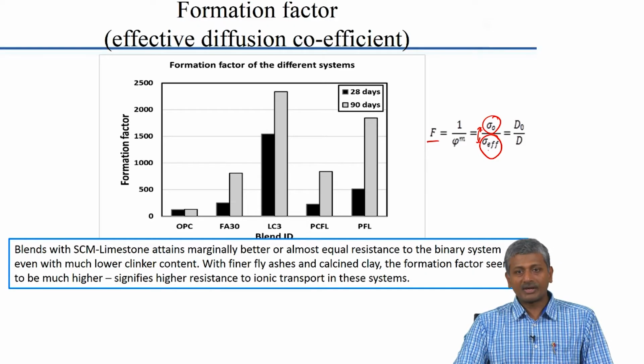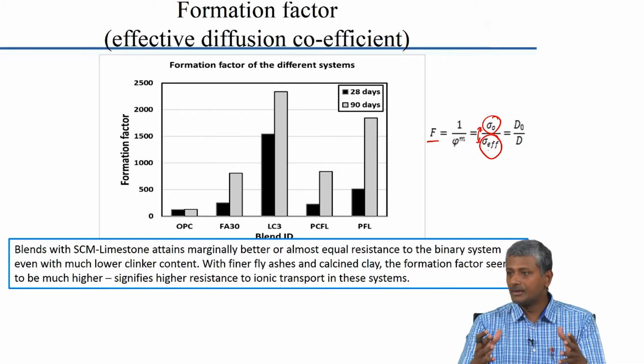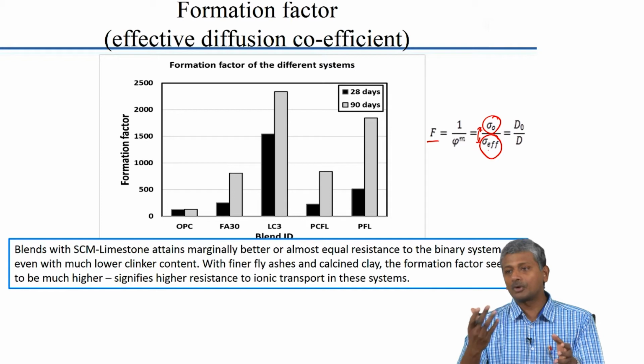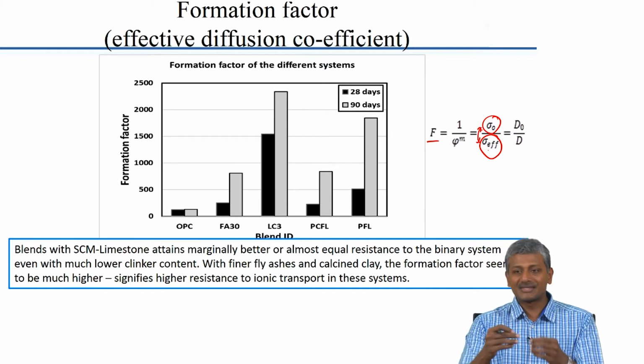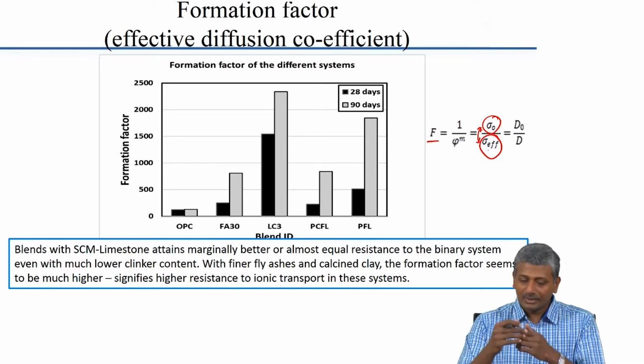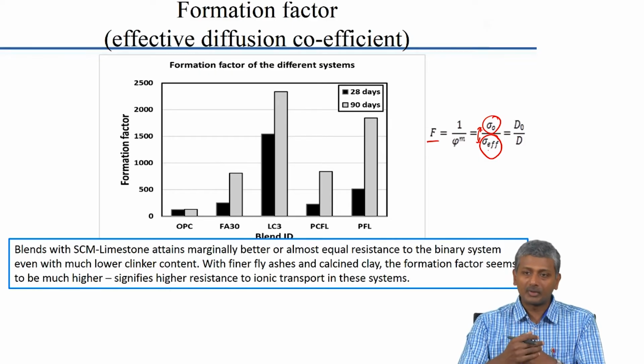So, this formation factor is the ratio of the conductivity of pore solution divided by the conductivity of the overall system. So, if the overall system has very low conductivity, irrespective of your conductivity of the pore solution, the formation factor will be high. So, when the system has very low conductivity, what does that mean? It has got much better resistance to penetration of aggressive fluids. So, the higher the formation factor, the better is your concrete with respect to durability.